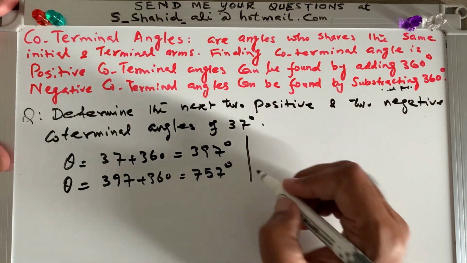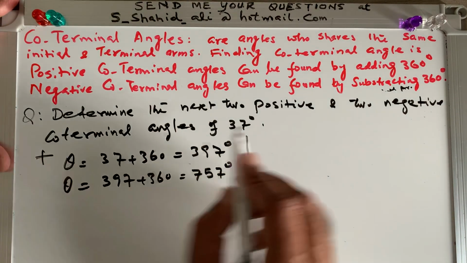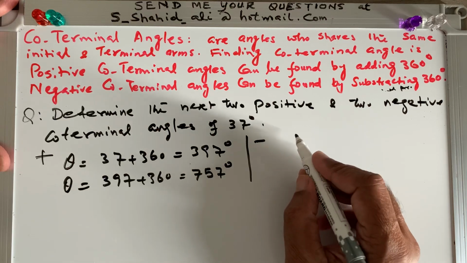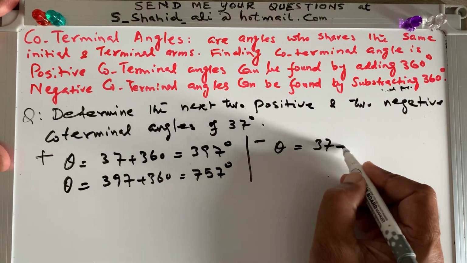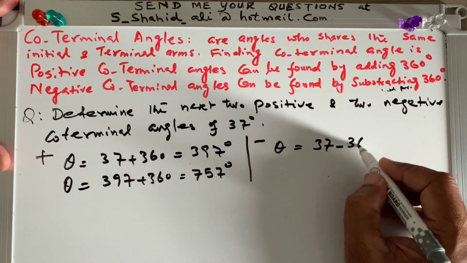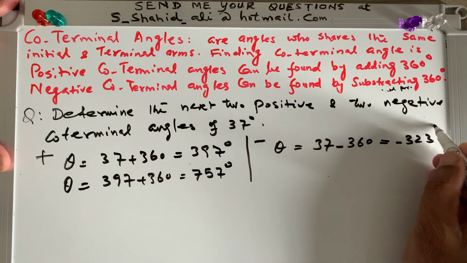And how to get the negative coterminal angle, right? This is the positive coterminal angle. Now this is the negative coterminal angle. So theta this time will be equal to 37 minus 360, right? And that will be equal to minus 323 degrees, right?